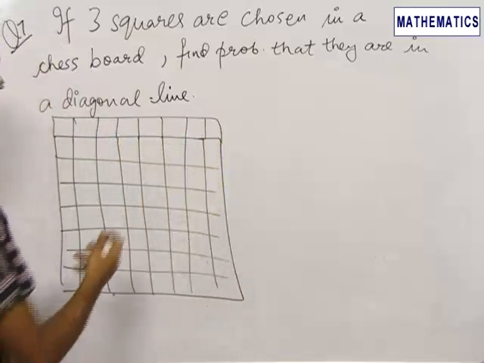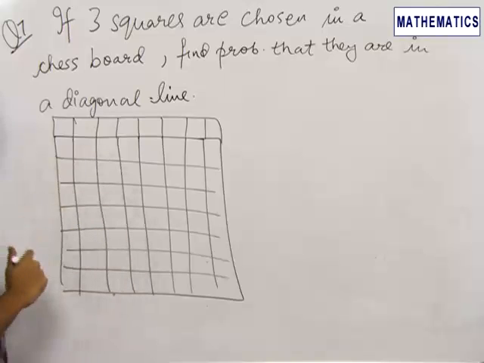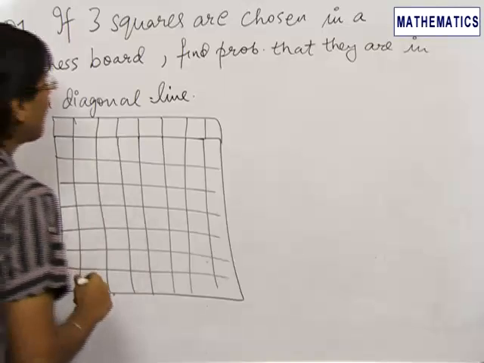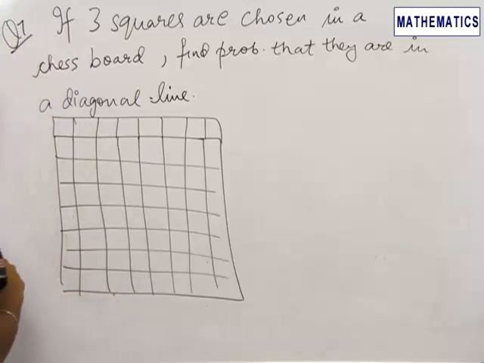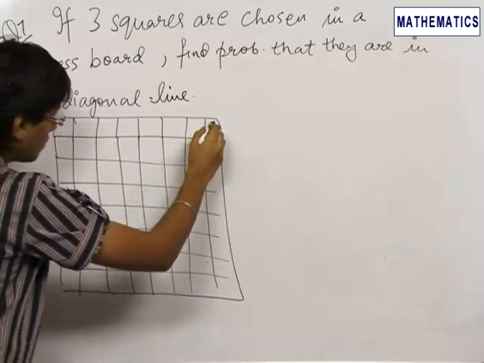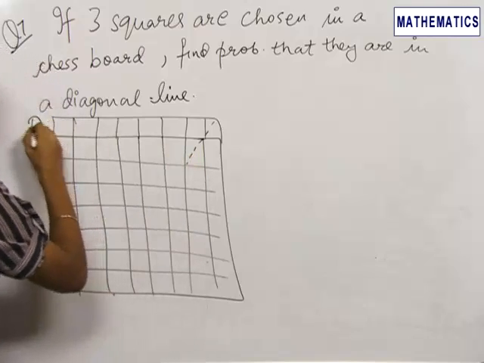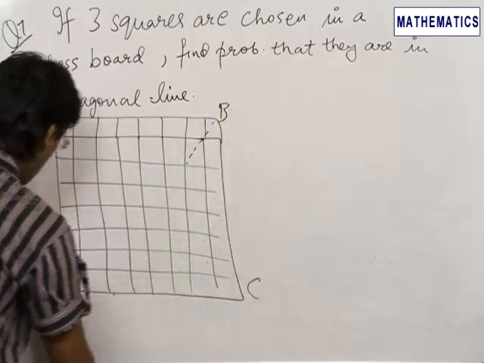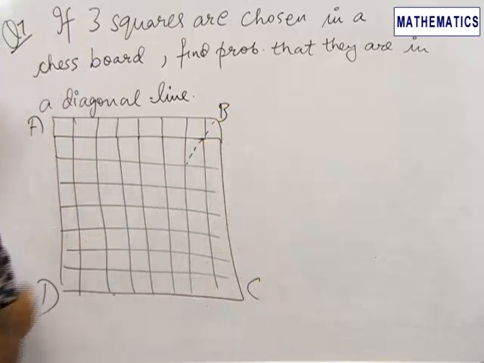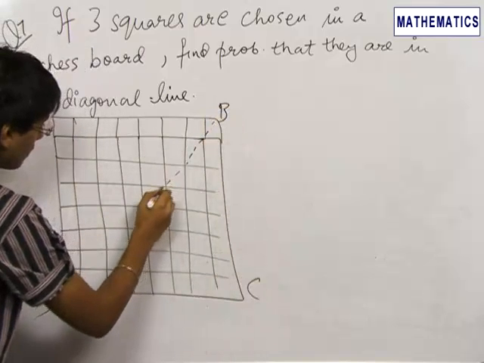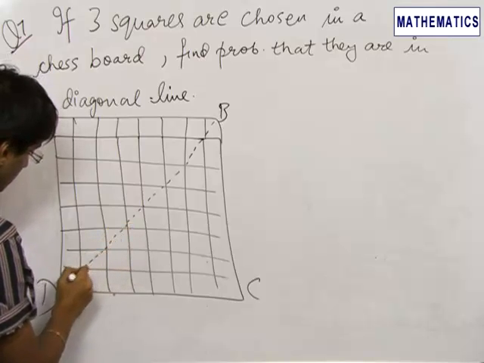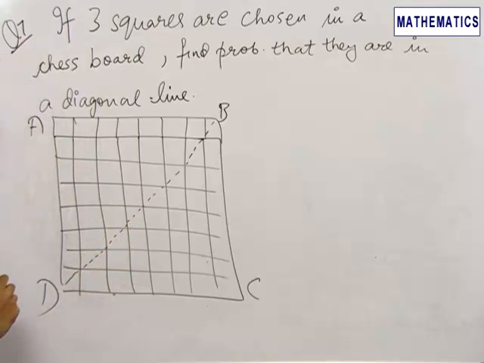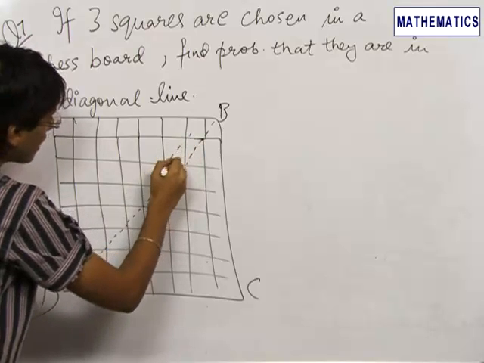Now we are choosing 3 squares out of these 64 squares in a chessboard, and we need to find the probability that they are lying in a diagonal line. So let us mark these 4 vertices as A, B, C and D. Now let us split the entire square into 2 separate triangles ABD and BCD. The different diagonal lines are as follows.